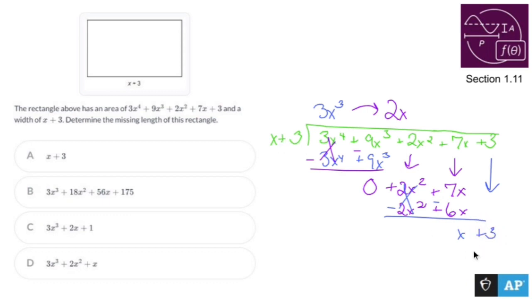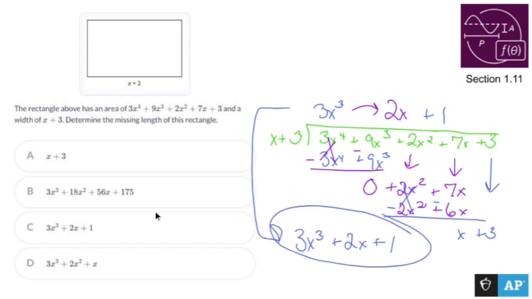X plus 3 times what is x plus 3? Plus 1. So the answer I get is going to be positive 3x cubed plus 2x plus 1, which is C. So regular polynomial long division disguised as a rectangle area problem. Kind of tricky, but tons of fun.